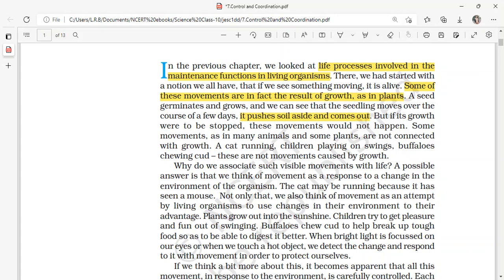Some movements, as in many animals and some plants, are not connected with growth, isn't it? So some movements are not connected with the growth of the body.